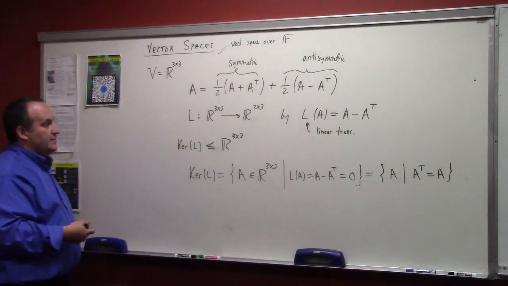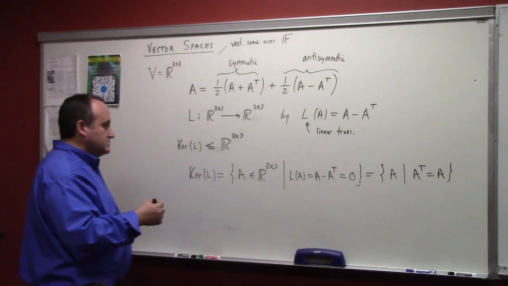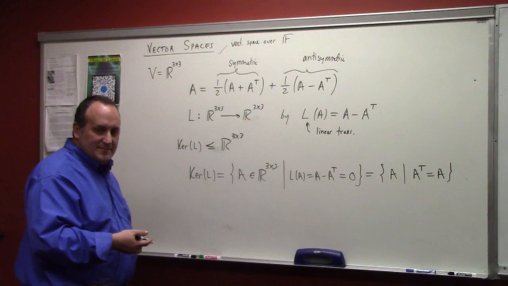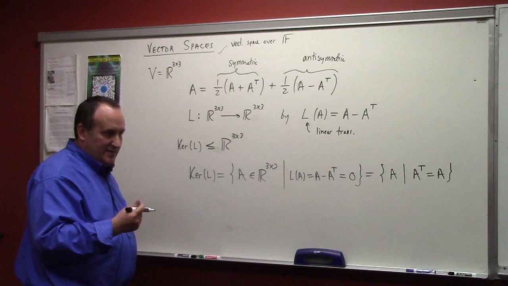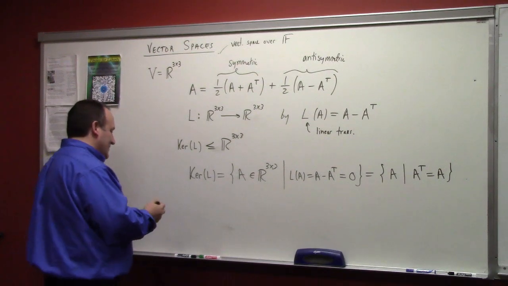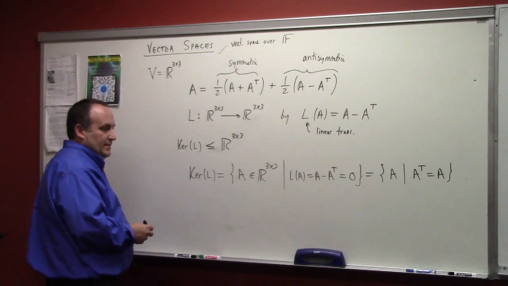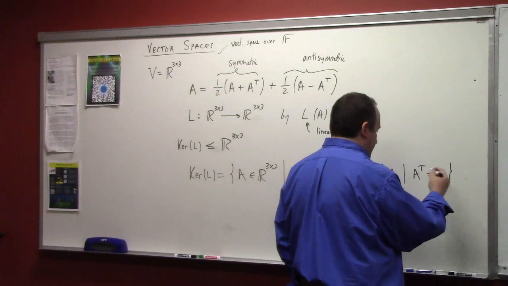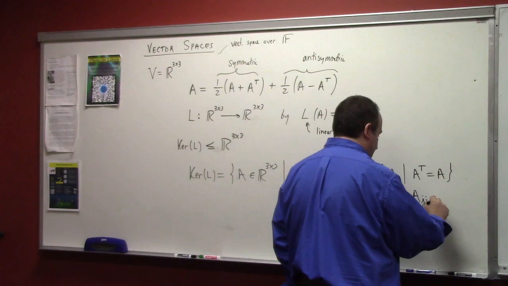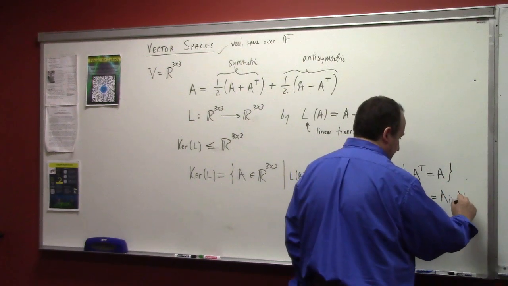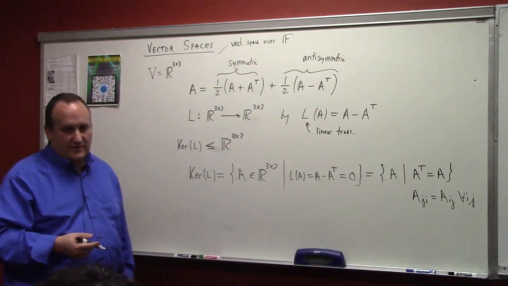Can you find a coordinate map? That's the next question I'll ask. That is a more nitty-gritty question. Let's see how to say this. I could write it all out in terms of letters, but what does this say? This says A_JI is equal to A_IJ for all I, J. That's what that matrix condition means.